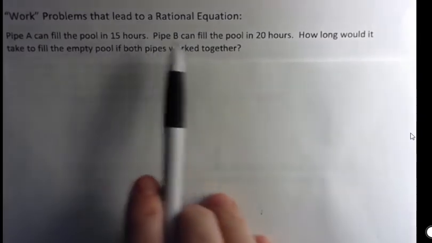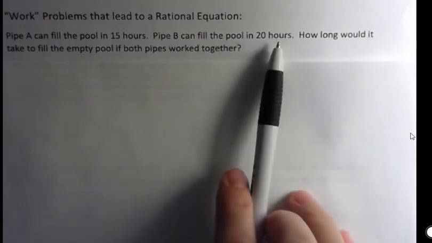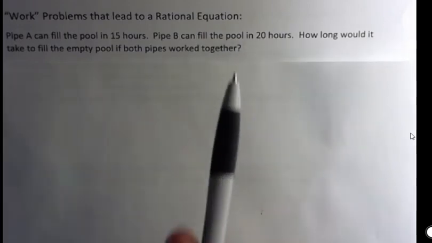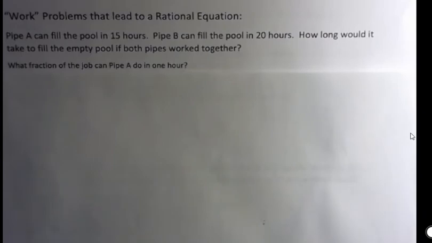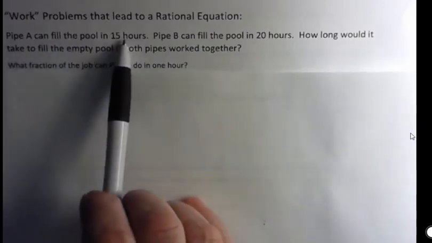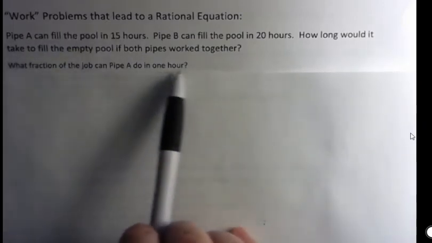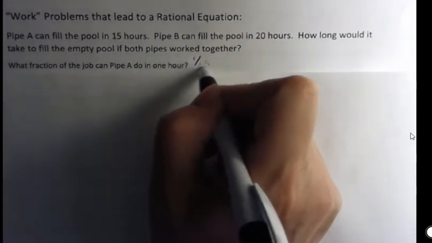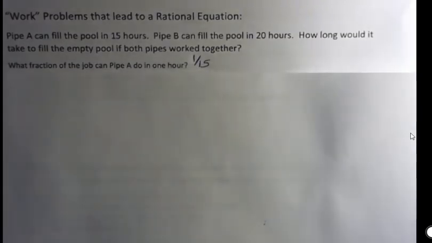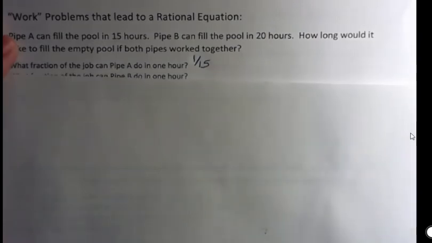Pipe A can fill the pool in 15 hours. Pipe B can fill the pool in 20 hours. How long would it take to fill the pool, if it was empty, if the pipes work together? The way I always do this is I ask myself, what could each pipe do when it was working alone in an hour? If pipe A can fill it in 15 hours, the fraction of the job that it's going to get done in 1 hour is 1/15. That should make sense. At 15 hours to do the whole job, every hour it gets 1/15 of the job done, assuming that it's working steadily.